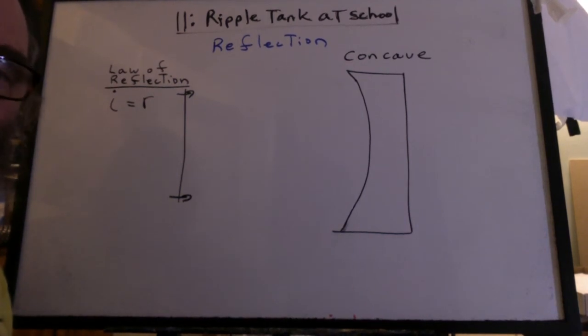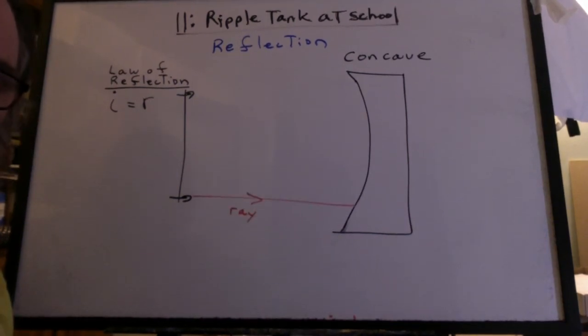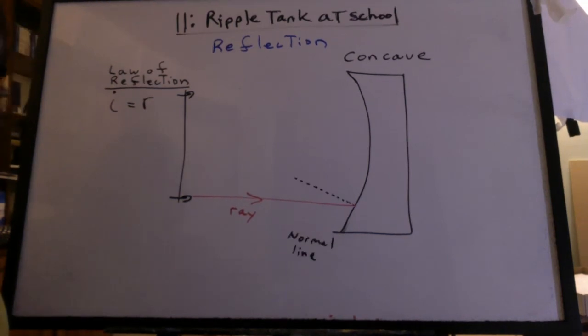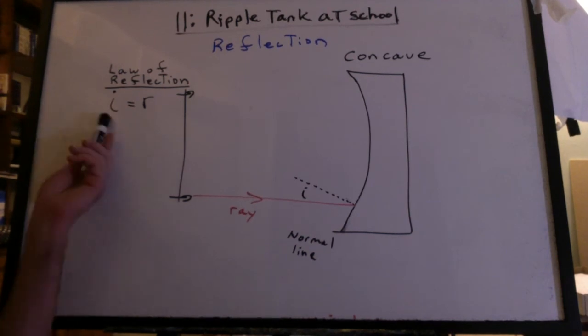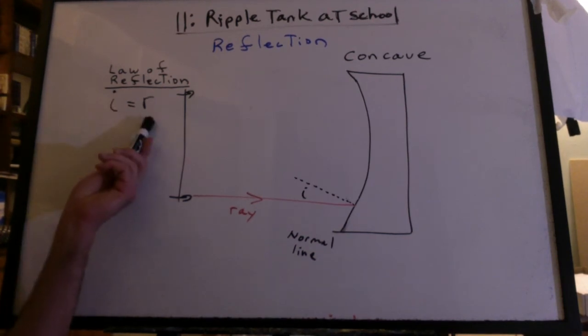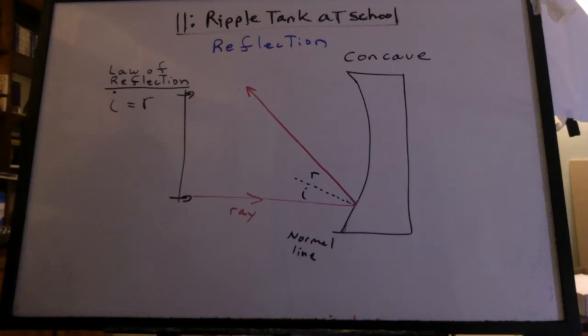So how does that work? We draw a ray. We draw in a normal line. It has to be perpendicular to the surface where the ray strikes that surface. That's the angle of incidence, and the angle of incidence has to be equal to the angle of reflection. So the ray bounces off like this. Well, we can do the same at any ray. These rays intersect. That point's called the focus.